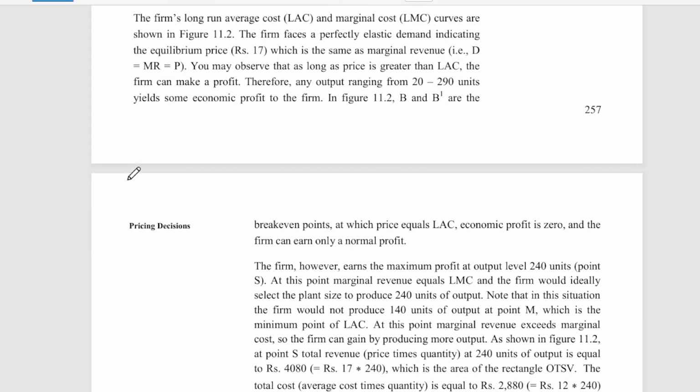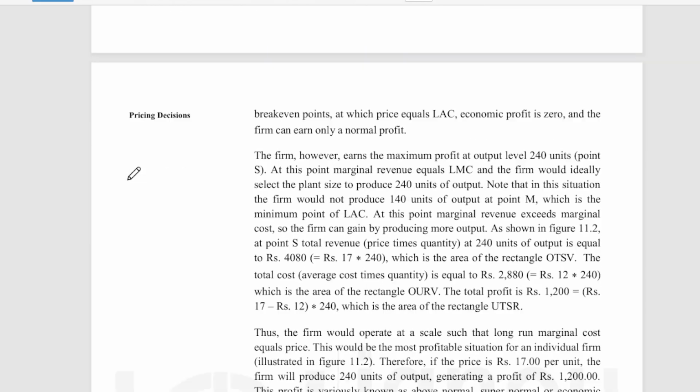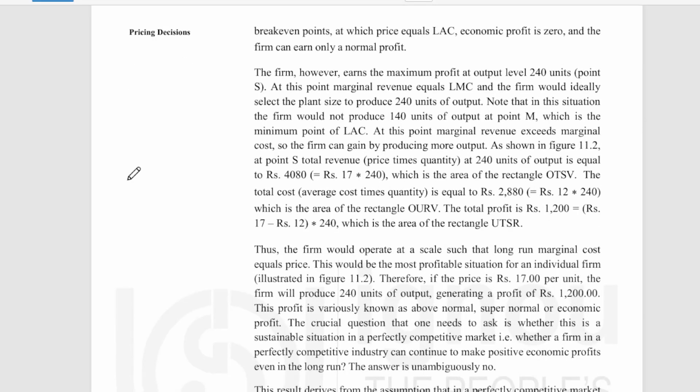And in figure 11.2, B and B1 are the break-even points at which the price equals LAC. Economic profit is 0 and the firm can earn only a normal profit. The firm, however, earns the maximum profit at the output level 240 units, and at this point, the marginal revenue equals LMC, and the firm would ideally select the plant size to produce 240 units of output.